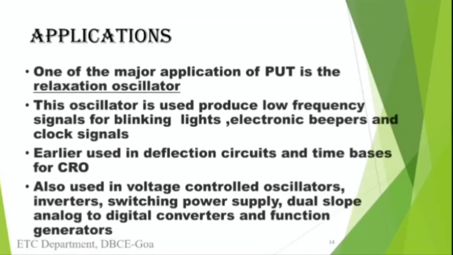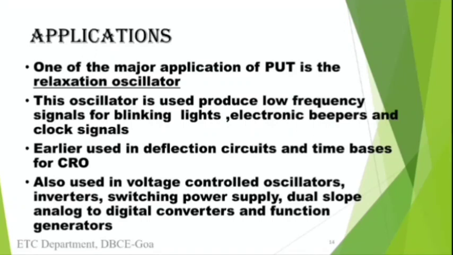One of the major applications of a PUT is a relaxation oscillator. The relaxation oscillator itself is used in many other applications, like producing low frequency signals for blinking lights, electronic beepers and clock signals. Earlier, PUT was used in deflection circuits and time bases for CRO. It was also used in voltage controlled oscillators, inverters, switching power supplies, dual slope analog to digital converters and function generators. Now we are going to see the relaxation oscillator in detail.